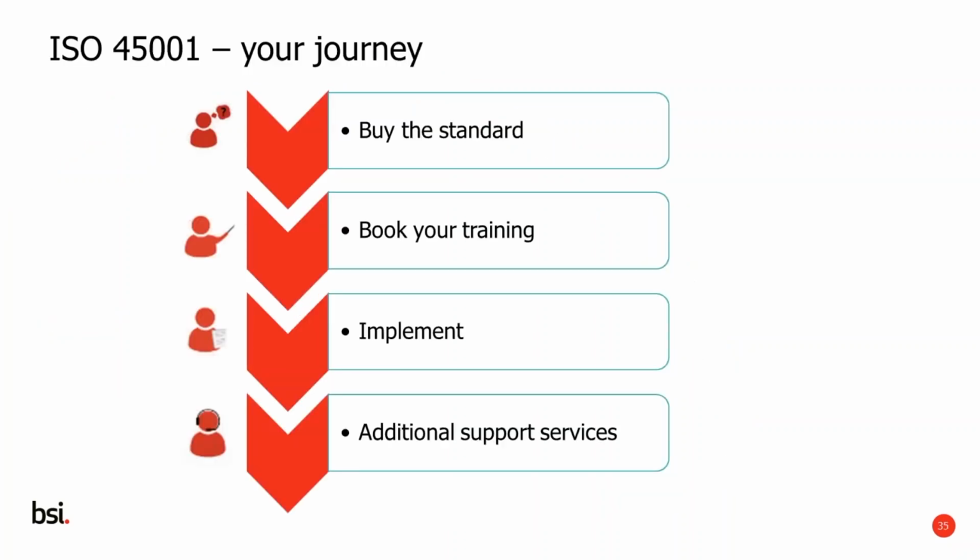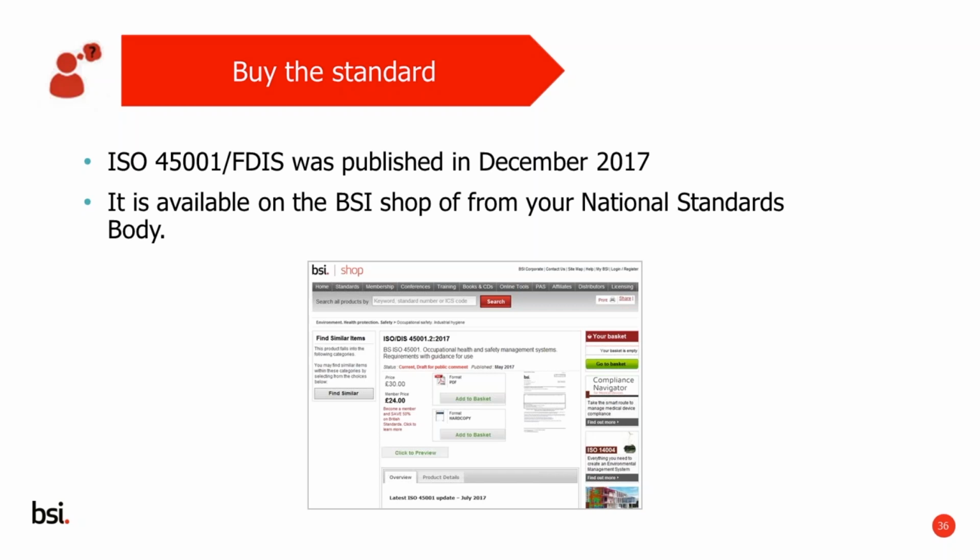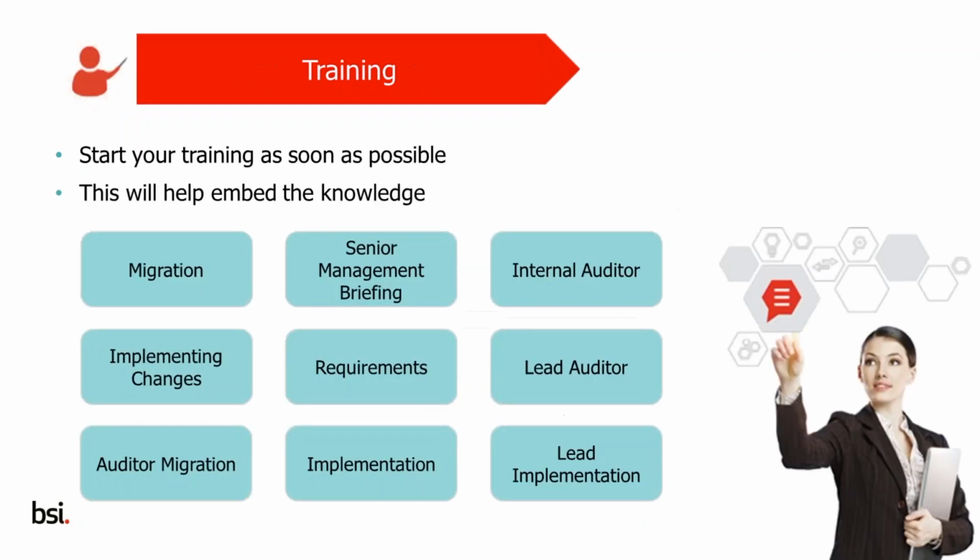We do offer you lots of support at BSI. Your journey will start by buying the standards to understand the explicit requirements. Book your training if you still have doubts. Implement the changes, the differences, and then look for additional support services. The FDIS was just published in December 2017, and the ISO standard will be published in March 2018, so it's coming. It's available at the BSI Shop or from your national standards body, so it's there for you to have a look.